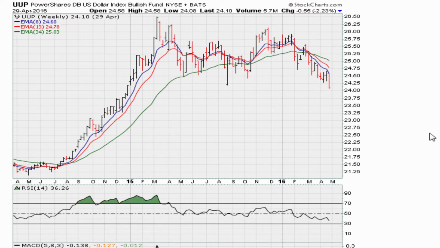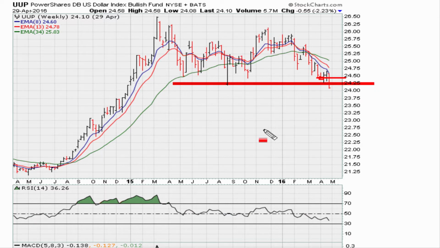Let's take a look at the chart for the dollar, or the UUP, the ETF that tracks the dollar index. And this is the chart for the UUP at the end of April 2016. So it looked like everything was falling apart. As you can see, the stock was making fresh weekly closing lows. And in fact, more importantly, this was a fresh 52-week low at the end of April 2016.